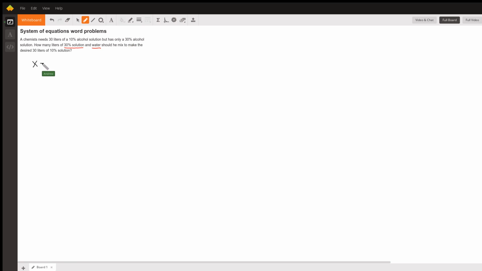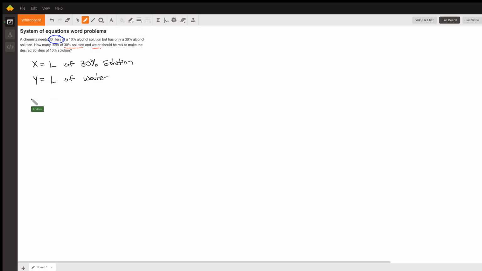So we'll let x equal the liters of 30% solution. And we'll let y equal the liters of water. And those are our only two unknowns, so we need to come up with two equations. First equation is just that, well, we know that we want to have 30 total liters of solution, in this case, a 10% alcohol solution.